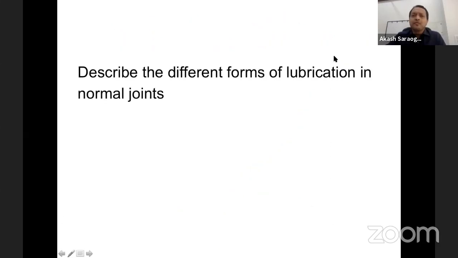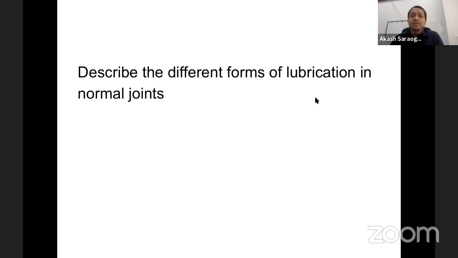What are the different types of lubrication in normal joints? We're just going to touch upon this topic because it's a very vast topic, but just to give you an idea, there are three types of lubrication within the joint. If two surfaces were to collide with each other, and there is a big column of fluid in between, that fluid is not going to allow these two surfaces to ever touch each other. That is called fluid film lubrication, which means that layers of fluid keep the surfaces apart.